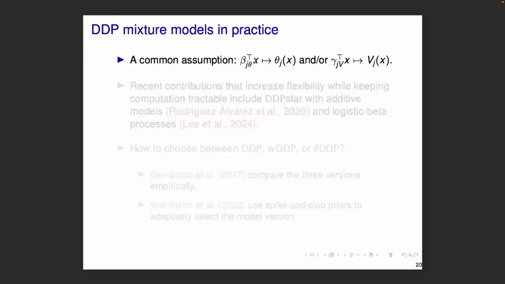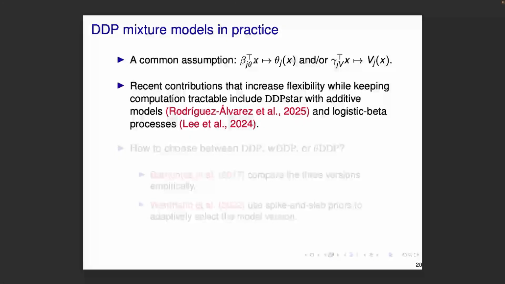So there have been really interesting and nice contributions recently. One is the DDP star, which replaces this linear combination by additive models. There is also another very recent one using a logistic beta. This one is also very promising, and I think that with that one you actually have full support of these finite dimensional distributions for the betas.